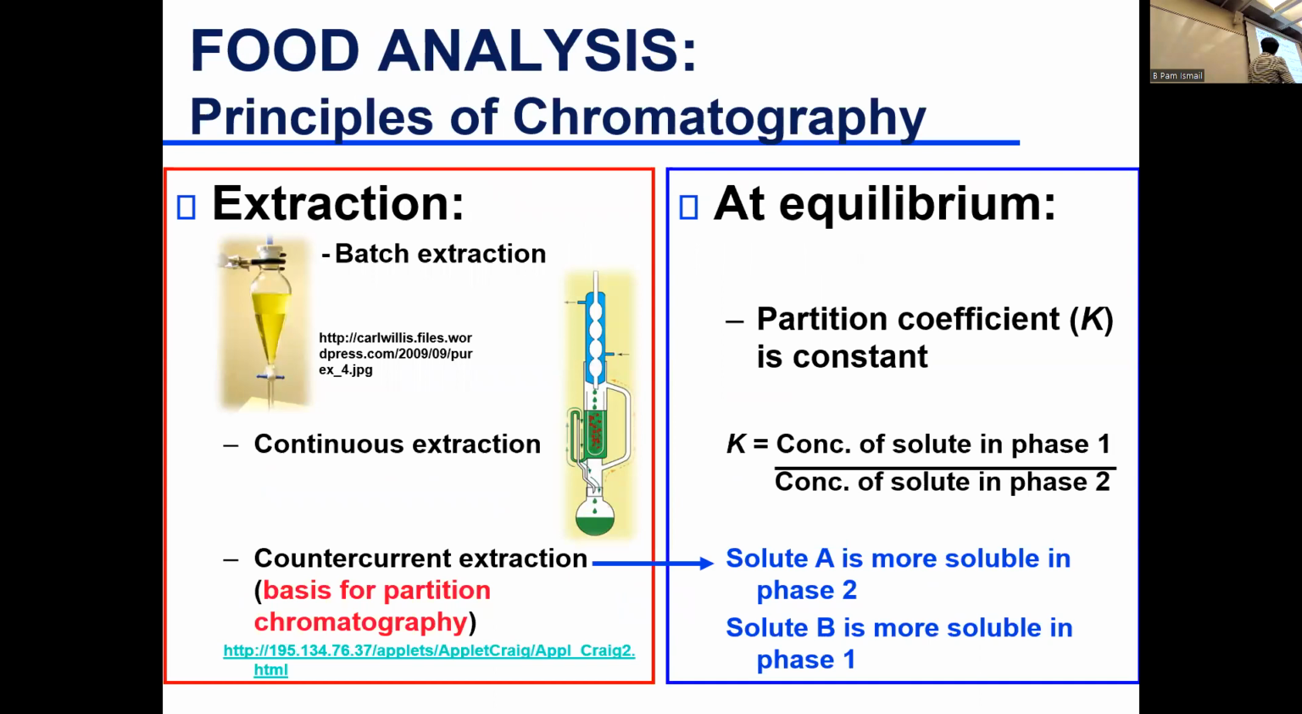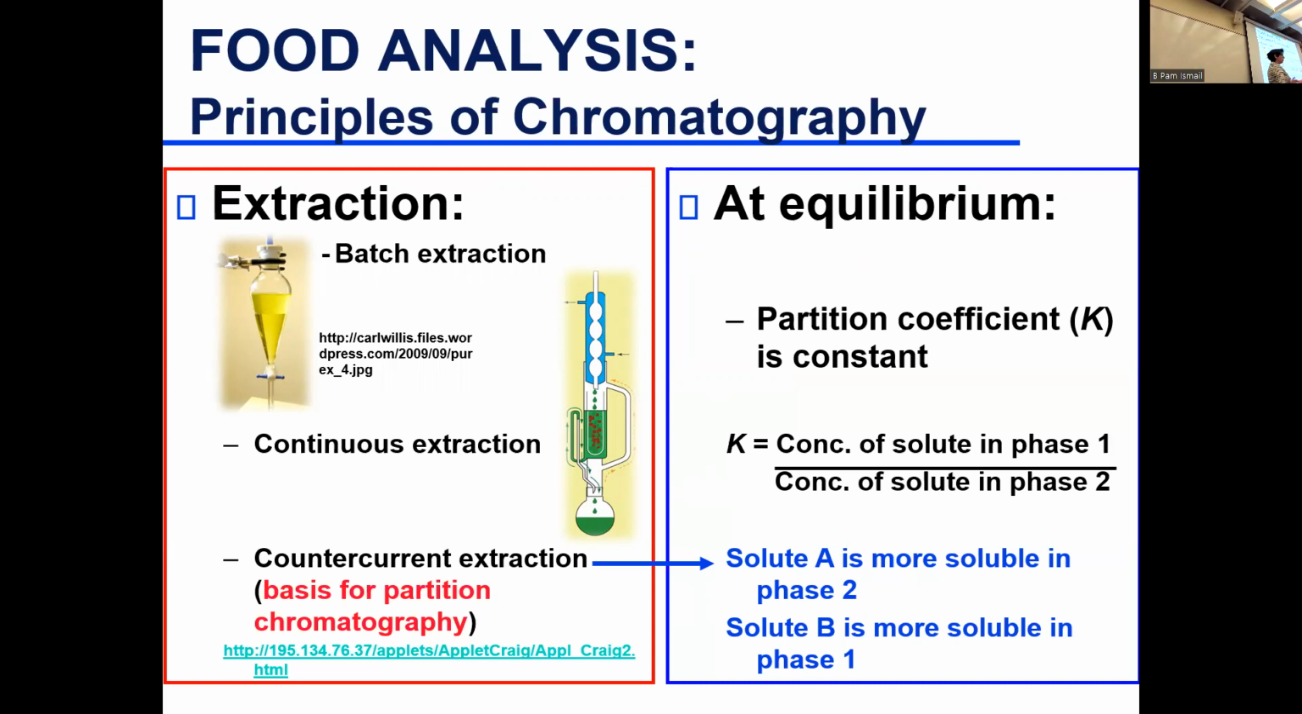So the batch extraction, you have seen separatory funnels before. I'm sure you did. Okay, so you use two immiscible solvents and you separate your components in two phases. Very easy. You shake, you wait to settle, and you hope that you don't form an emulsion, and then you separate the phases.